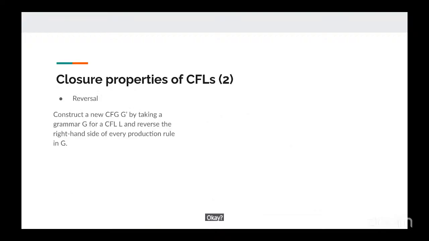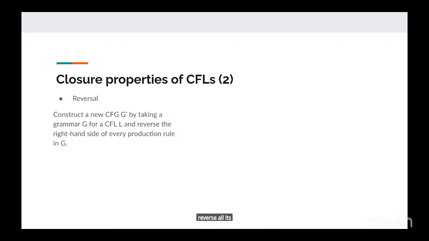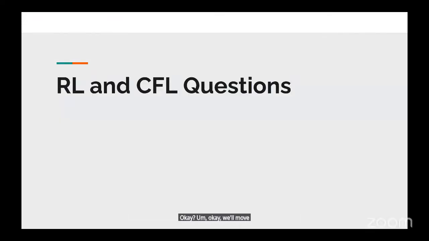Finally, reversal. This one's kind of interesting. If we have a context-free grammar which accepts a context-free language, we construct a new CFG, G prime, by taking the old one and literally just reversing all of the rules. This might be interesting to leave as homework: take your favorite context-free language, let's say A to the N, B to the N, take a context-free grammar for that, reverse all its rules and see how it generates B to the N, A to the N. Okay, we'll move on to questions. I might come back to the whiteboard so we can do some writing.